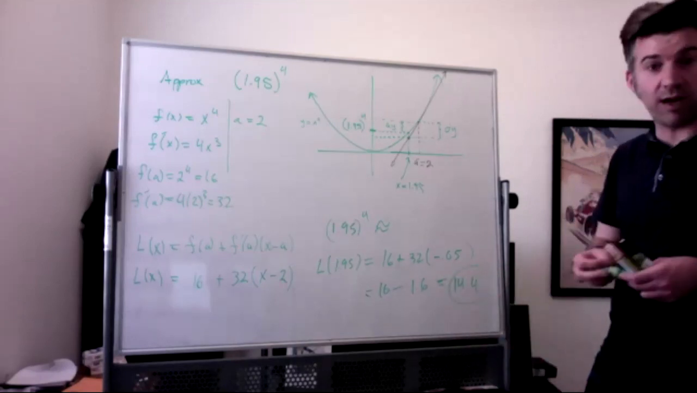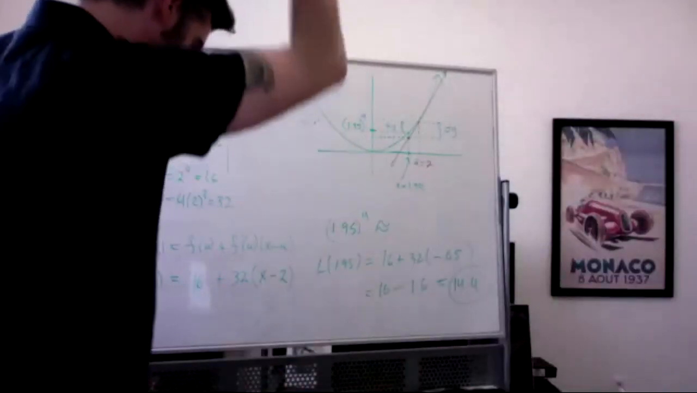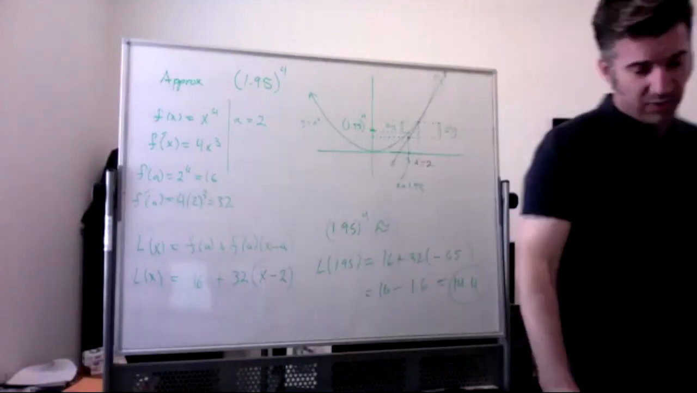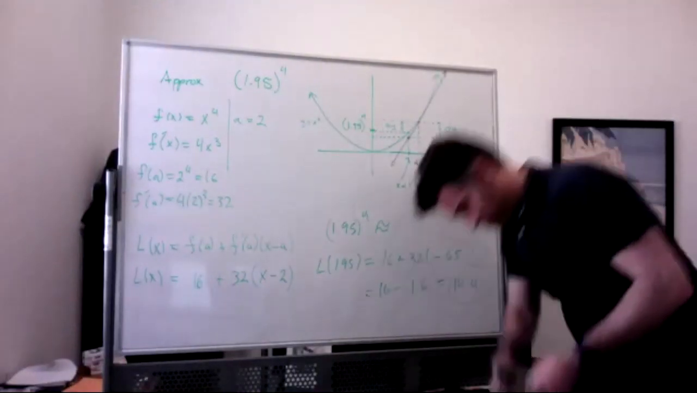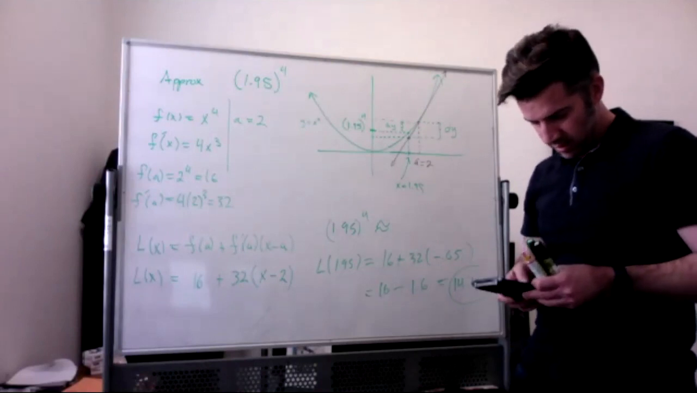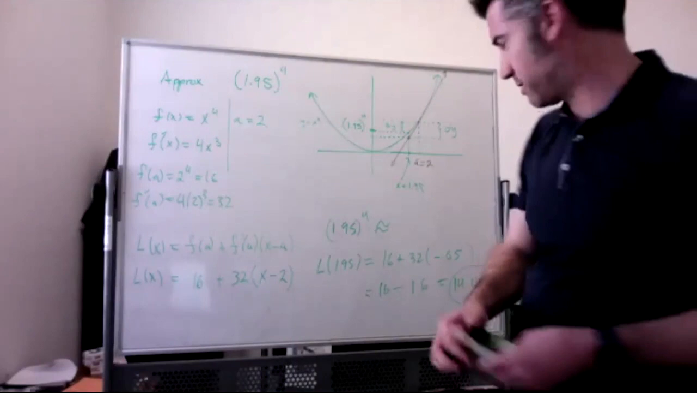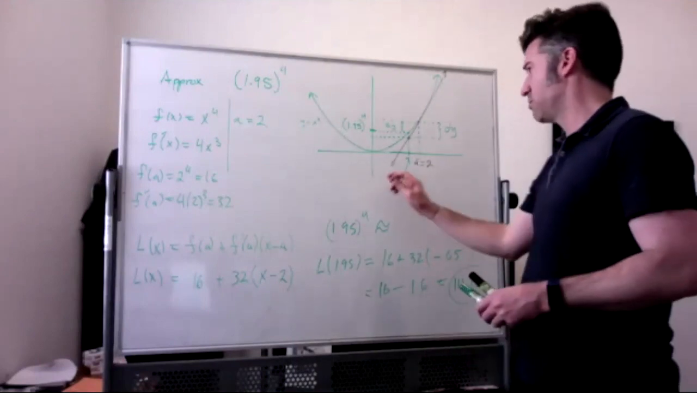And that is our approximation of this value. The actual value, use a calculator. 1.95 to the 4th is going to be 14.46. So pretty close.